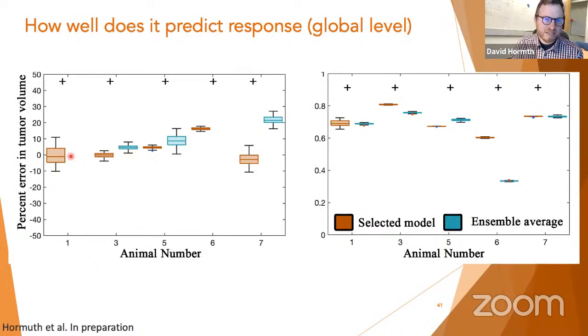I did not present the results for the selected model here. So some of these ensemble averages do really poorly. And our Dice correlation coefficient does similarly well, with most of them between 0.6 and 0.8. So we have a good agreement in our prediction of that tumor shape.